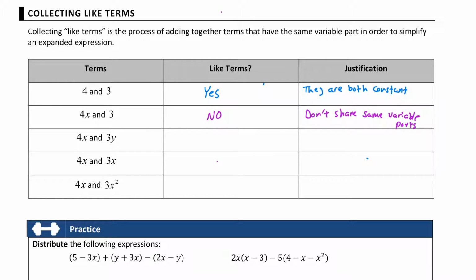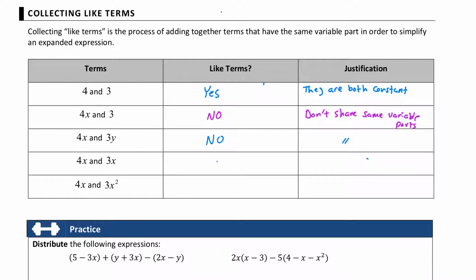The next case, I have 4x and 3y, and it's the same situation. I don't have the same variable parts. One of them is x and one of them is y, so this is also no, and for the same reason as above.